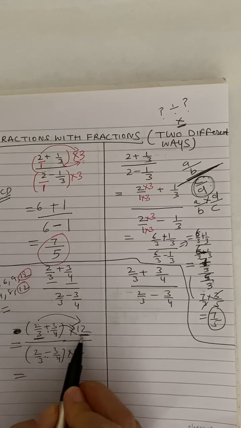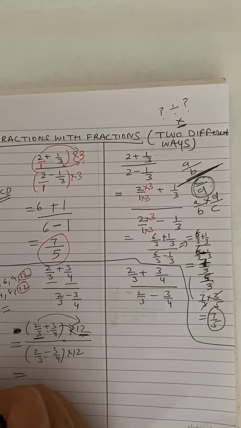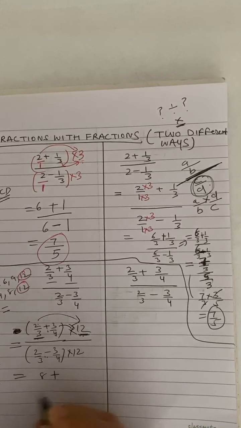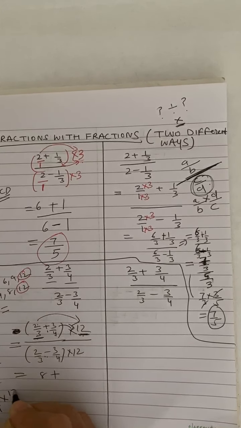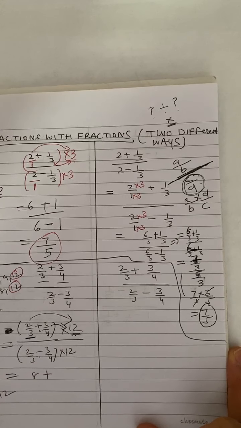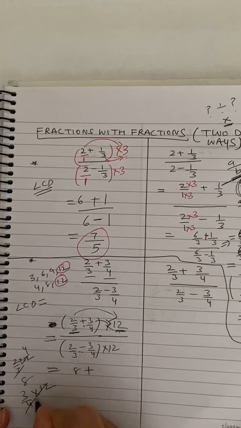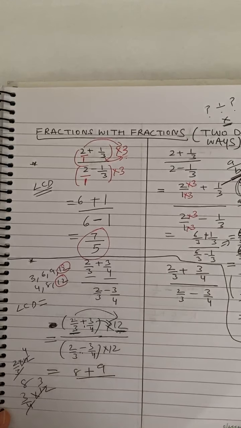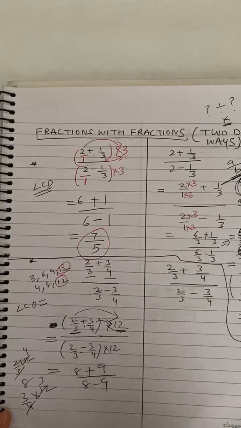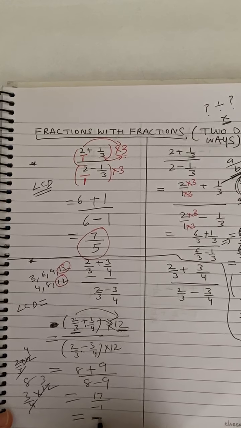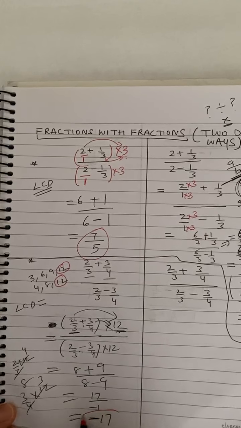So 2/3 of 12 is going to be 8, and then plus 3/4 of 12, which is going to be 9. So 8 plus 9, and in the denominator you will have the same, but 8 minus 9. So you get 17 over -1. So your final answer in this case is -17.